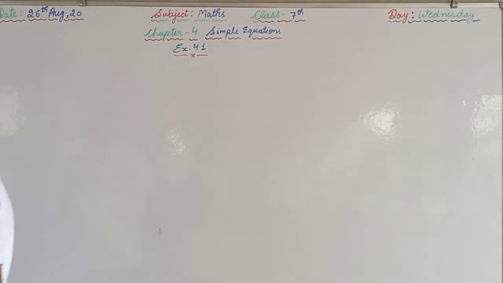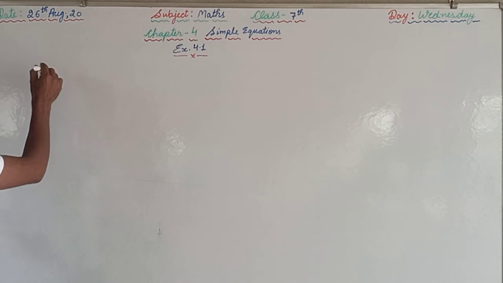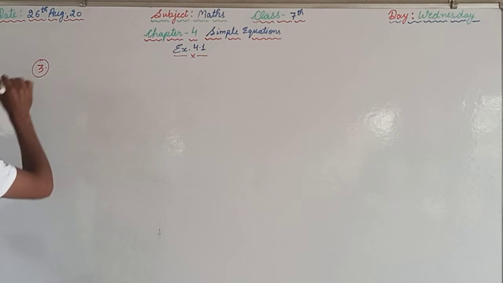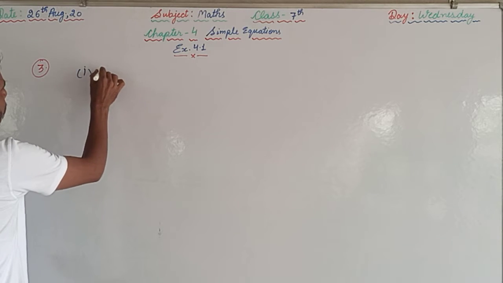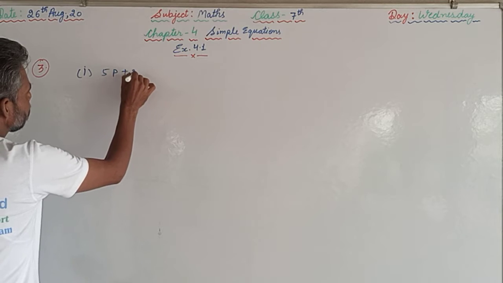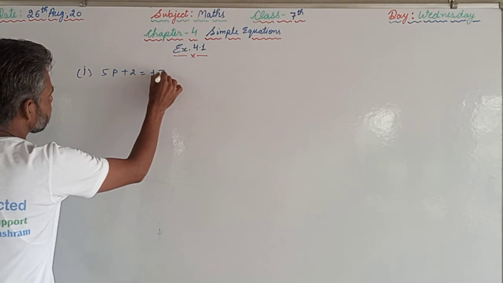So yesterday we have done some of the parts from question number 1 and question number 2. Now the third question is there, question number 3, and the simple equation is given there. First one, 5p plus 2 is equals to 17.